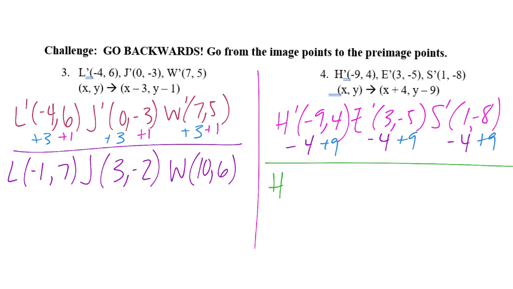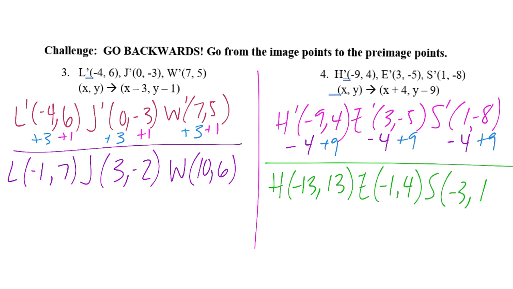So to get original H, -9 minus 4 is -13. 4 plus 9 is positive 13. E original, 3 minus 4 is -1. -5 plus 9 is 4. And original S, 1 minus 4 is -3. -8 plus 9 is 1. So those are our final answers. Hopefully this makes sense to you.